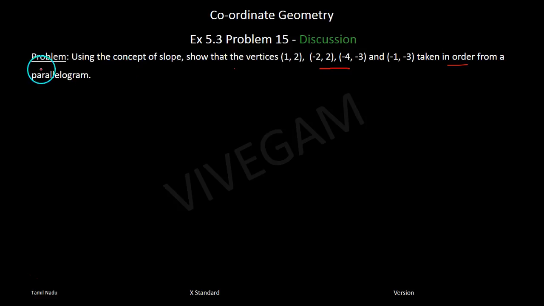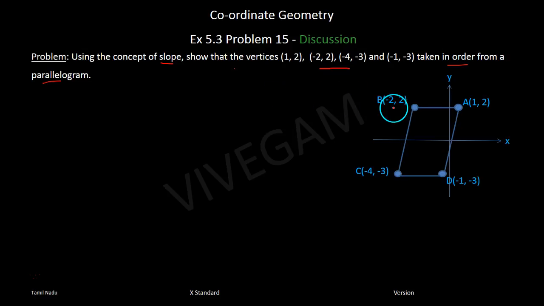Forms a parallelogram. And another point is, using the concept of slope, you have to use the concept of slope. In a parallelogram, let's just draw it. Here we have the x-axis and y-axis, and I have plotted all the 4 points and named them A, B, C, D, taken in the order. See, it's in the anti-clockwise direction, right?